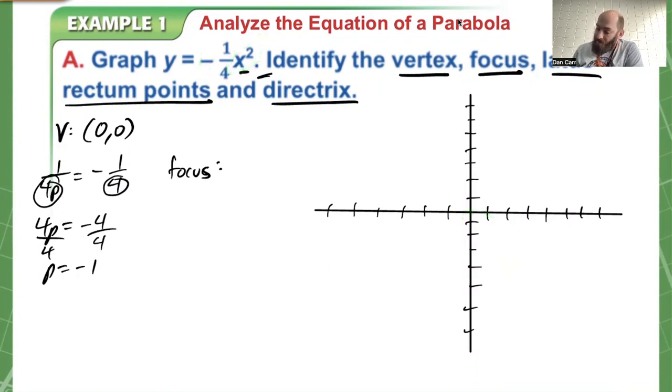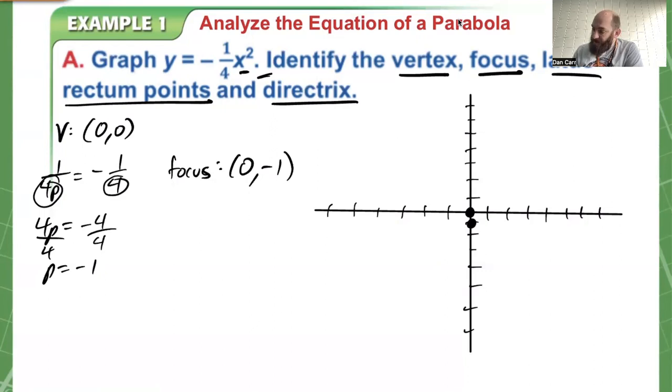So I know it's going to be right here for my 0, 0 vertex, plot that point. My p equals negative 1, so I'm going to go negative 1 in the y direction. I'm going to have the same x value, 0, and then negative 1. So here's my focus point, right there.